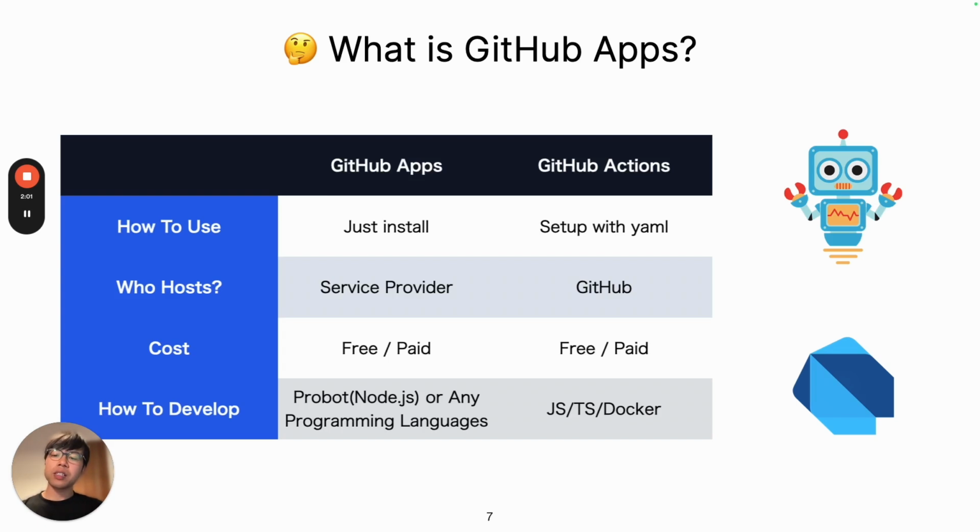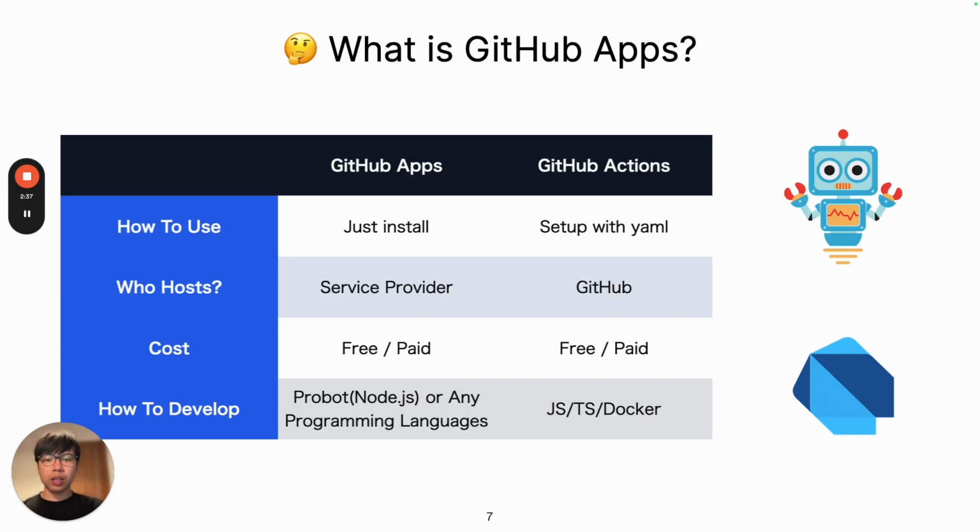I summarized the major differences between GitHub Apps and GitHub Actions. Using GitHub Apps is very simple, just install what you want. On the other hand, when using GitHub Actions, you have to write a YAML file for each repository. In addition, GitHub Apps are hosted by the service providers. Therefore, users do not have to worry about the server cost. Of course, there are paid GitHub Apps.